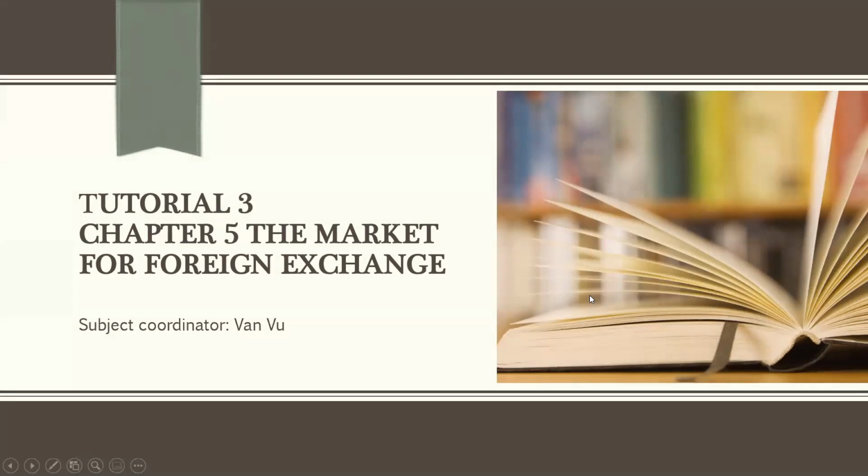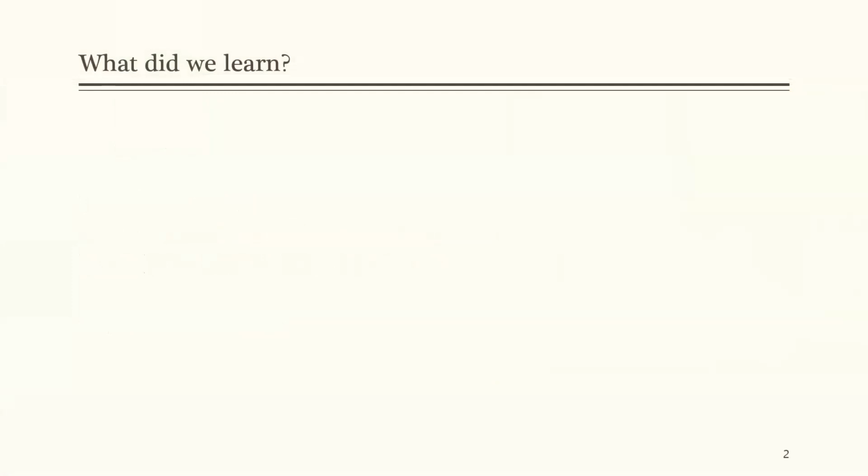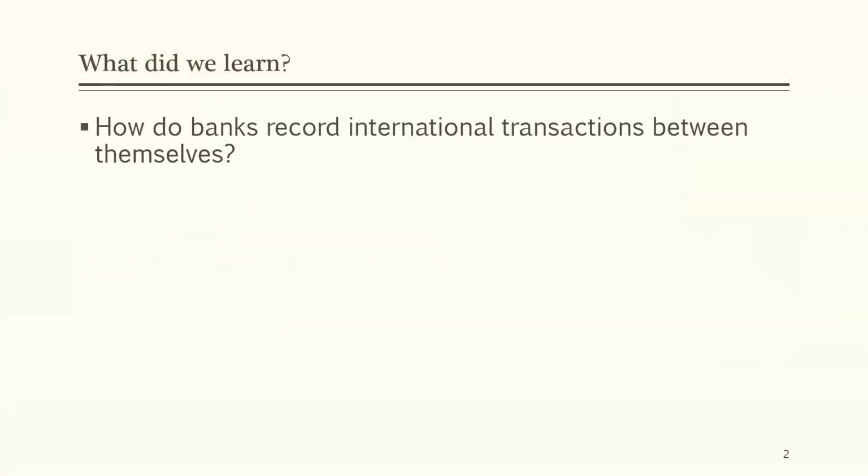All right, so welcome to tutorial 3. In this tutorial, we are going to cover the lecture material that we introduced last week, okay? Last week, we talked about the spot foreign exchange market, and we introduced two main points. The first one was how banks record their international transactions between themselves through the correspondent banking relationship. The second point was the terminologies in the spot market, and we looked at some calculations, okay?